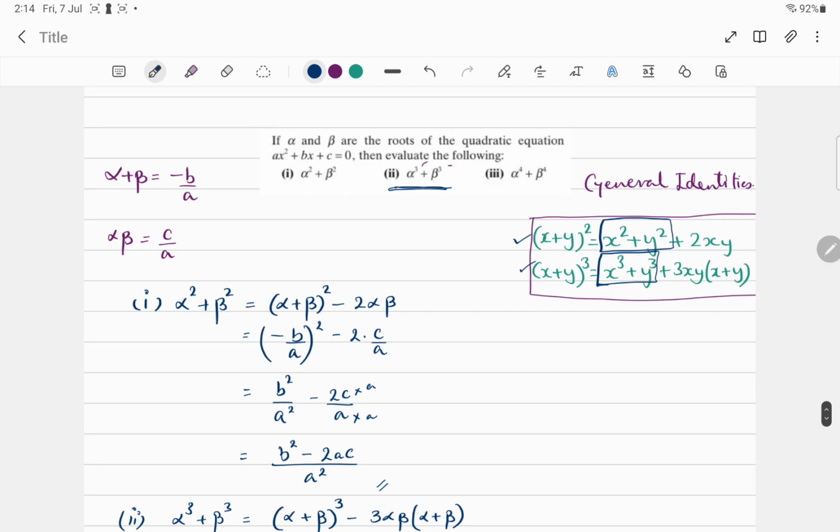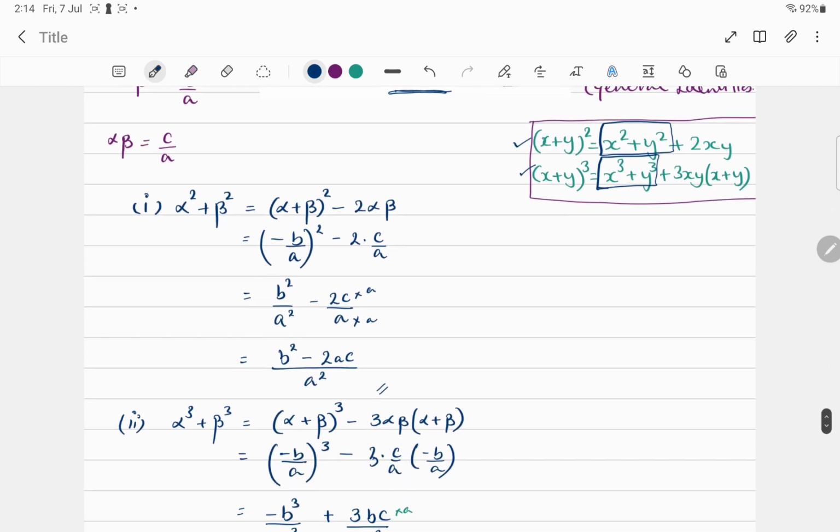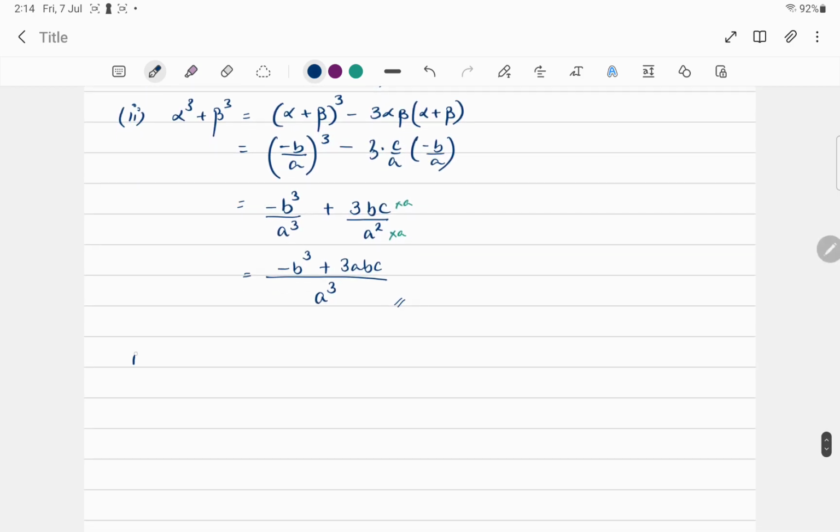Now the fourth one, or sorry, the third one has the fourth power. So that is alpha to the power of 4 plus beta to the power of 4. Let's do that. I can rewrite this as alpha square whole square plus beta square whole square, right? And this is then equal to x square plus y square, which is x plus y whole square minus 2xy, the one that we have used in the first question.